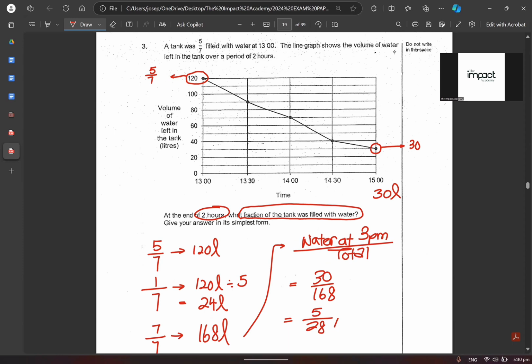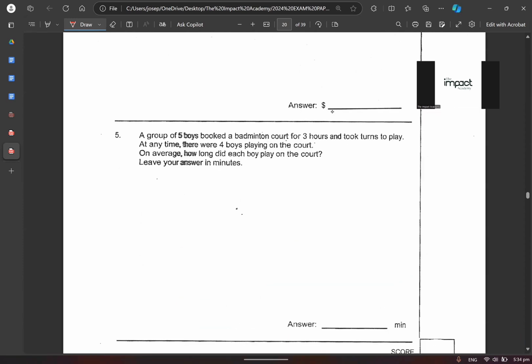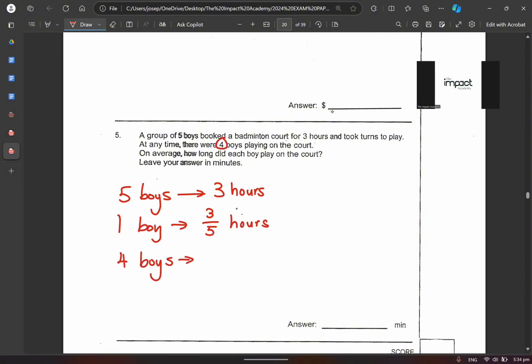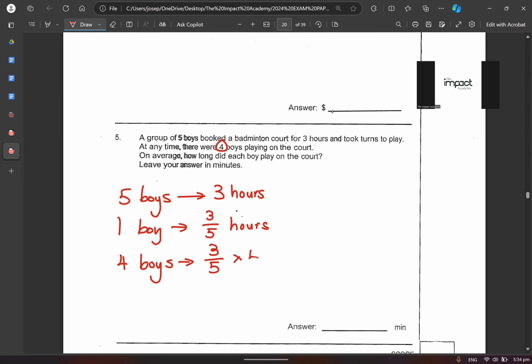Now over here, it says that a group of 5 boys booked a badminton court for how many hours? 3 hours. Whenever you do questions like that, you always want to get to 1 boy first. You get what I'm trying to say? That gives me 3/5 hours. Agree or disagree? Then now there are 4 boys playing, right? So you're just going to find four boys over here. You go 3/5 times 4. Am I making sense or not making sense? All right. So then you will get to an answer of 2/5 hours.